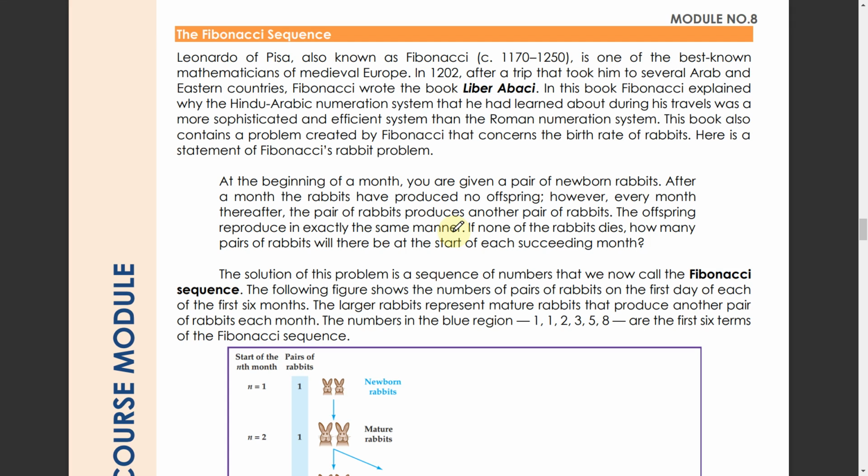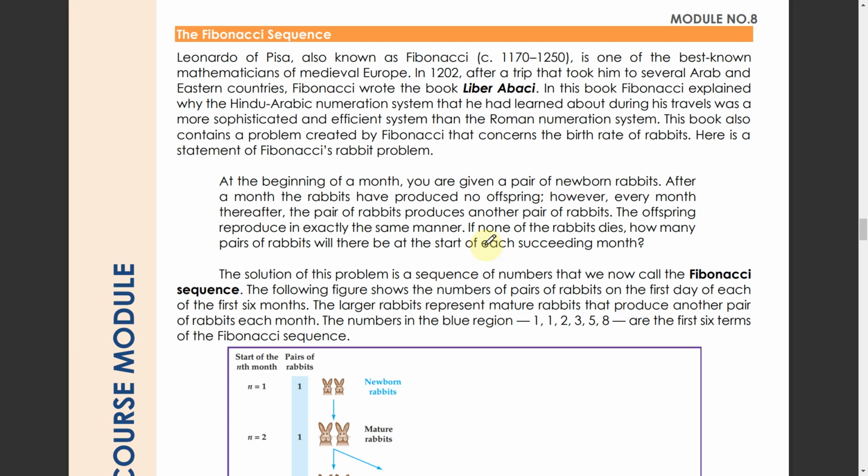Sa first month niya, syempre mudako pa ang rabbit, so dili pa jud siya maka-anak. But after a month, meaning sa second month, maka-produce na siya og another rabbit nga duha pud ka buok nga rabbit ang iyang ma-produce. Okay? So the offspring produce in exactly the same manner, meaning ang ilahang anak kay the same pud sa ilaha nga sa first month dili pa siya maka-anak, then sa second month maka-anak na pud ilahang mga anak.